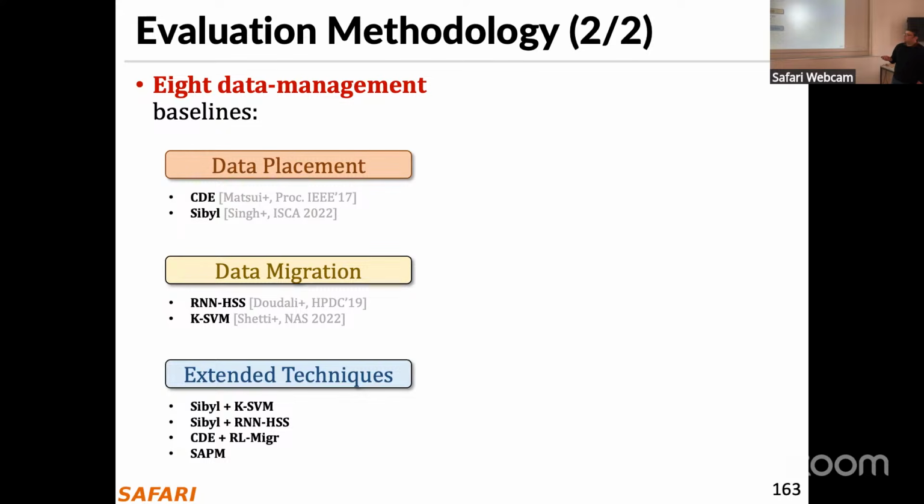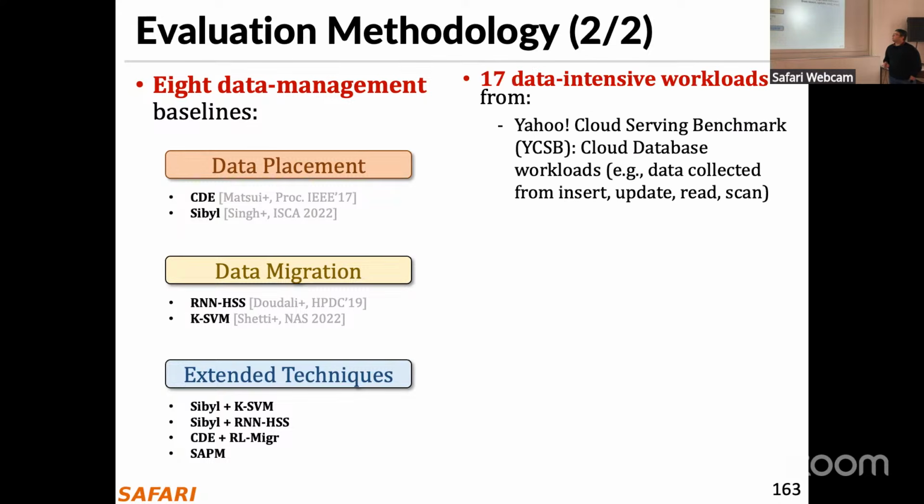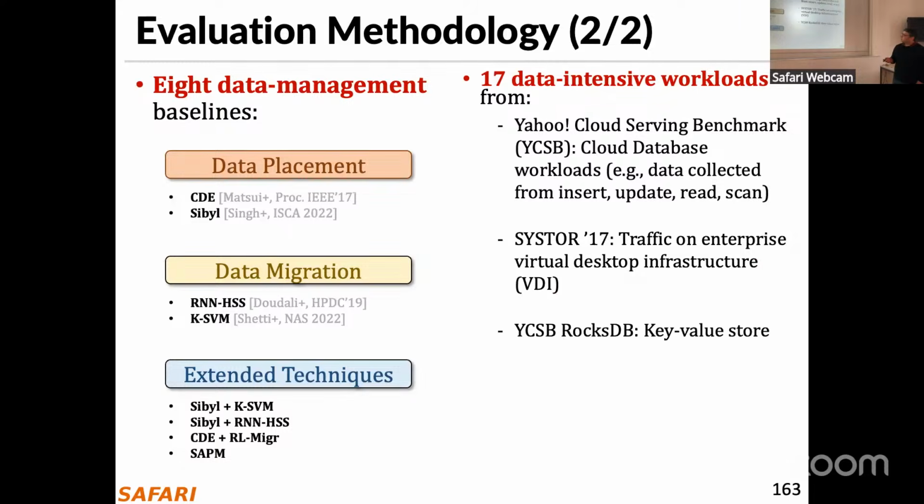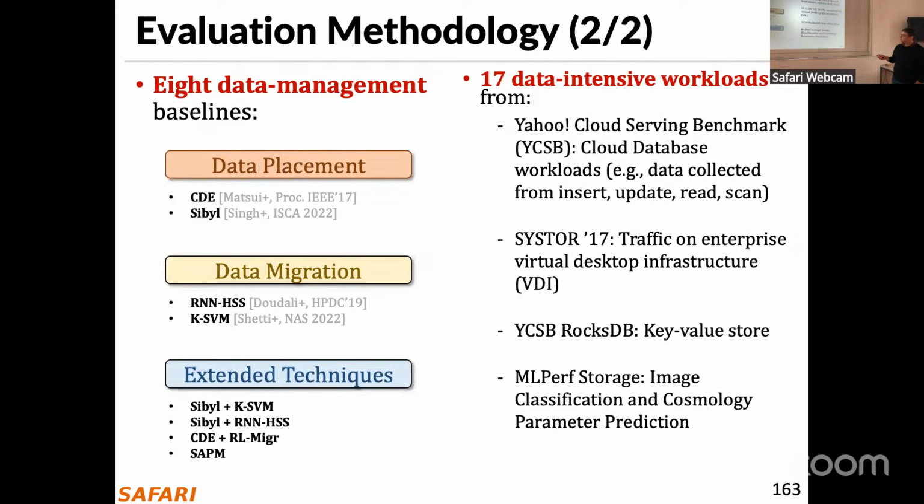Something of interest here is that we looked at whether we need two agents for this problem at all. Can we do everything with one agent? So SAPM is a single agent placement and migration policy. Then we look at newer workloads. We choose 17 workloads from YCSB benchmarks, all enterprise benchmarks, and also some machine learning workloads which are using ResNet and cosmology parameter prediction workloads.